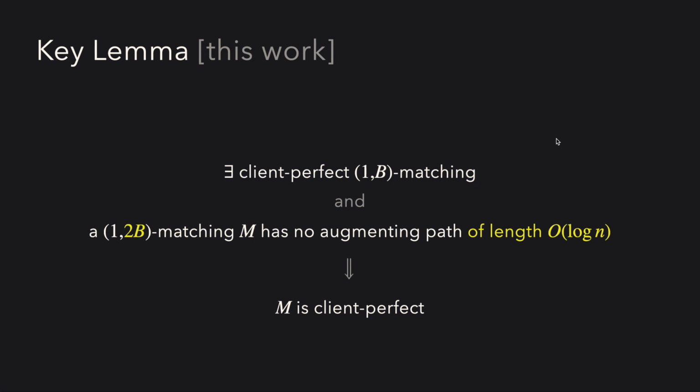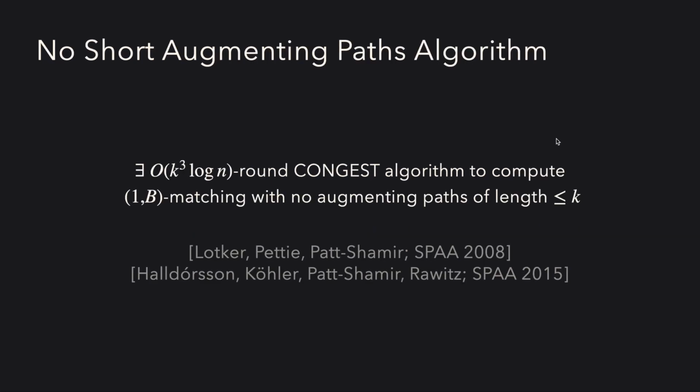We need one other ingredient to apply this lemma in an algorithm. We need a way to compute a 1B matching without augmenting paths of length order log n. Fortunately for us, such an algorithm already exists. In precise terms, there's a CONGEST algorithm that computes a 1B matching without augmenting paths of length k or less in order k cubed log n rounds. This algorithm is an immediate consequence of two prior results. The first, due to Lotker, Patt-Shamir, and Pettie, gives an algorithm for the case of B equal to 1, that is, for traditional matchings. Later, Halldórsson, Köhler, Patt-Shamir, and Rawitz gave a reduction which, among other things, extends the algorithm of Lotker et al. to 1B matchings. We will just apply this algorithm as a black box.